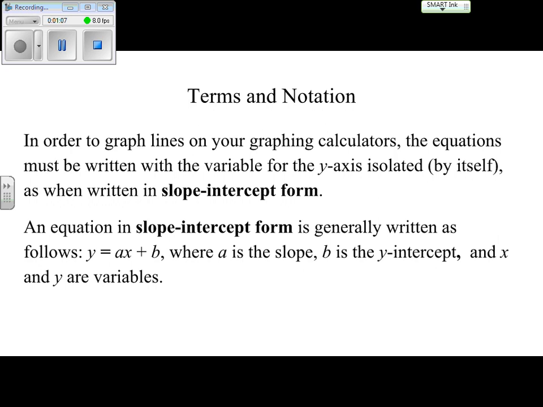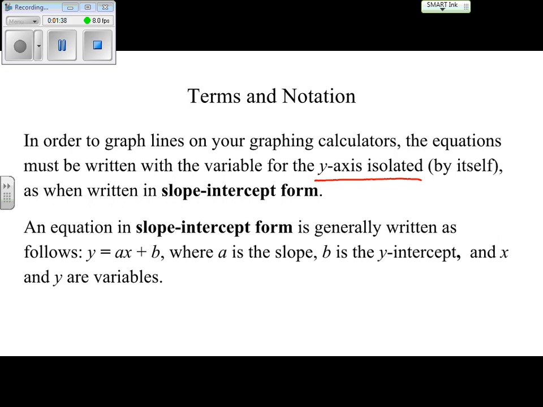Now, I wrote this in the notes here as the variable for the y-axis. And the reason I say that is because sometimes we have variables other than just x and y, and we might be using a's and b's as our variable, or p and q, or it might have a representation for like money, and so m is our y variable and t is our x variable. But the one that goes with the y-axis, that's the variable that we want to get by itself or isolated.